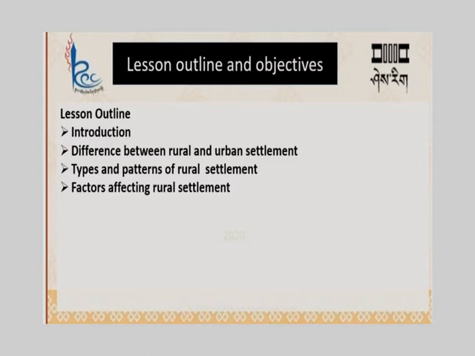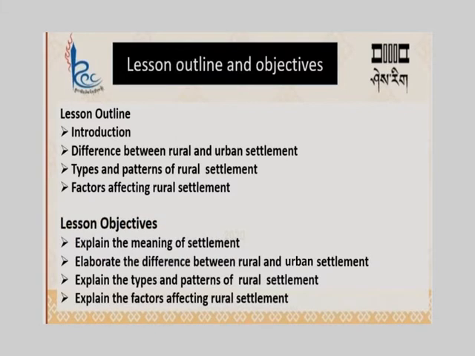affecting rural settlement. Now, dear students, at the end of the lesson, you must be able to explain the meaning of settlement. You must be able to elaborate the difference between rural and urban settlement, and you must be able to explain the types and patterns of rural settlement, and finally, you must be able to explain the factors affecting rural settlement. Now, let's start.